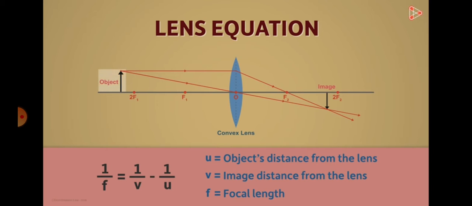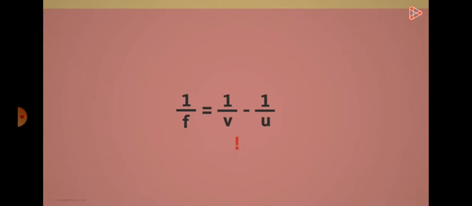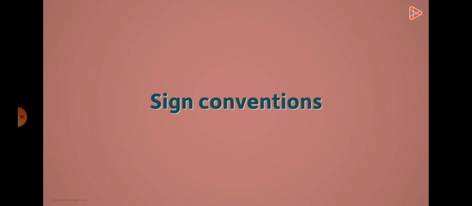To understand this, we consider a case in the convex lens. f is the focal length, the distance measured from the optic center O to the principal focus F. The object distance from O to the object is measured as u. The image distance from the optic center to the image is measured as v. So 1 by f is equal to 1 by v minus 1 by u.